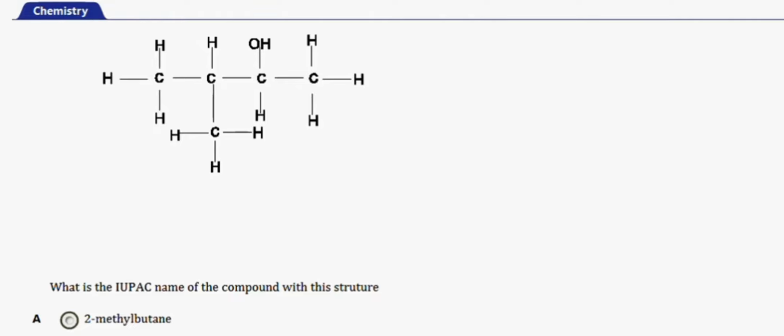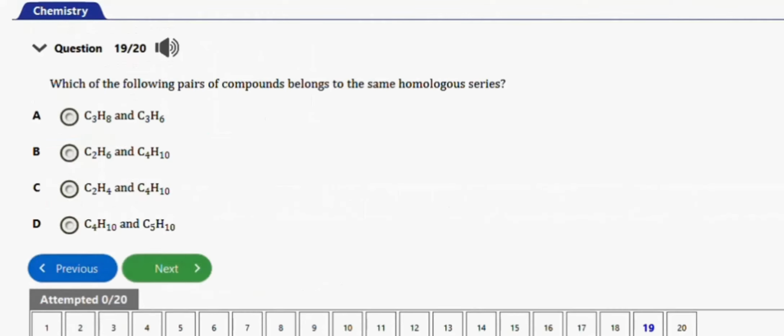The next question will be this one. It says which of the following pairs of compounds belong to the same homologous series? So let's check, guys. So it's not option A. No. So guys, I think I've seen the answer to this question. The right answer is option B. They both belong to the alkane family. So this is our ethane, and this is option B, the right answer.